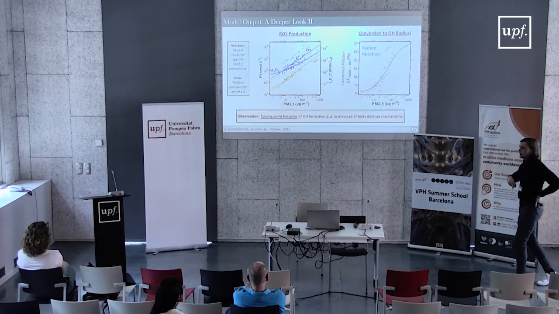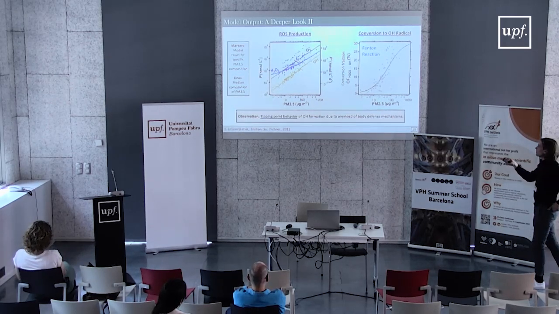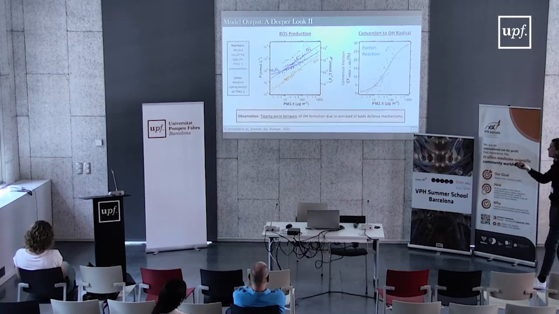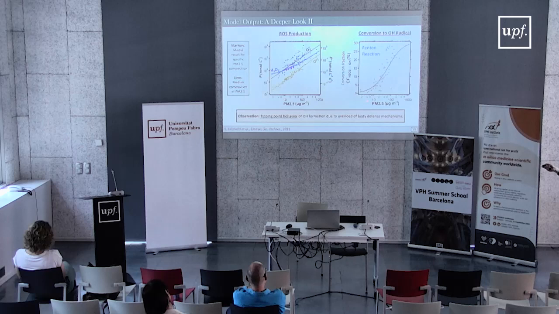And another way of displaying that, and what the model tells us, is that the conversion from H2O2 to the OH radical becomes more effective as you go to higher pollutant concentration. So this is the fraction of H2O2 molecules that are being produced, converted into OH as a function of this pollutant severity or pollutant concentration. And you can see it really increases as you go higher. And this is because of the Fenton reaction, right?